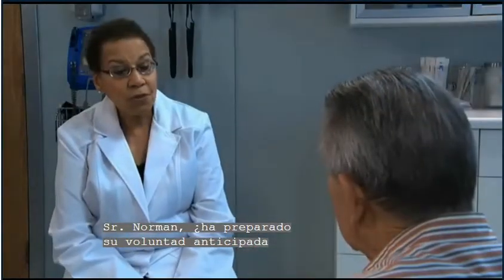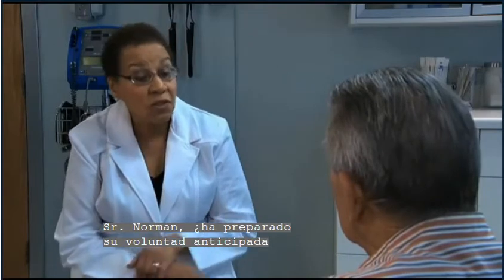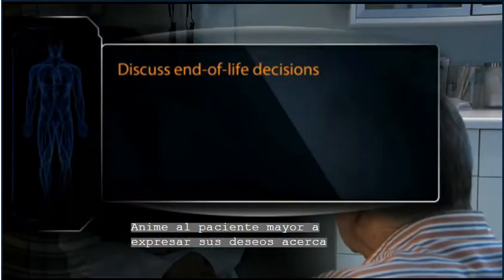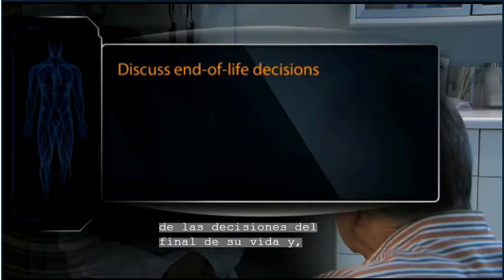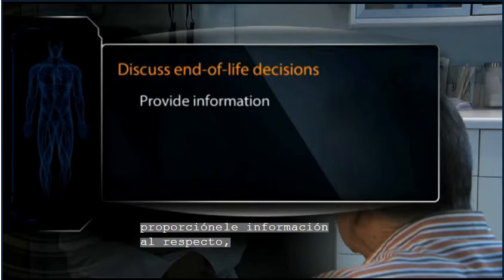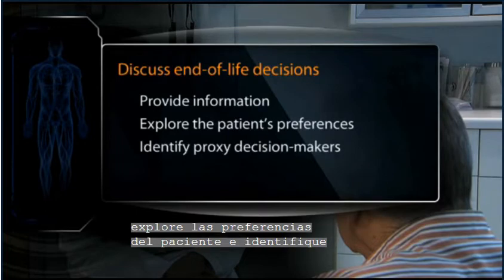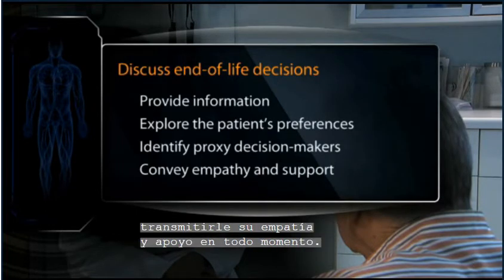Mr. Norman, have you prepared your advance directives, or do you have a durable power of attorney? Encourage the older patient to express their wishes about end-of-life decisions, and if they have not prepared any advance care planning, provide information, explore the patient's preferences, and identify proxy decision makers, while at all times conveying empathy and support.